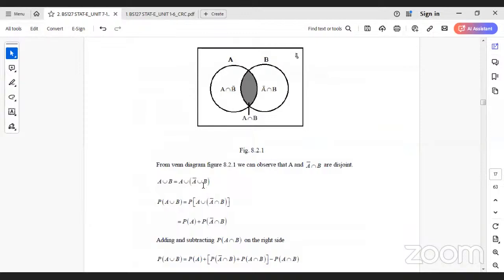See here, for a Venn diagram, at this point we can observe that A and A bar intersection B are disjoint, and A union B is equal to A union A bar intersection B. So P of A union B is P of A plus P of A bar intersection B. So here we can write P of A bar intersection B. Clear? Yes sir.